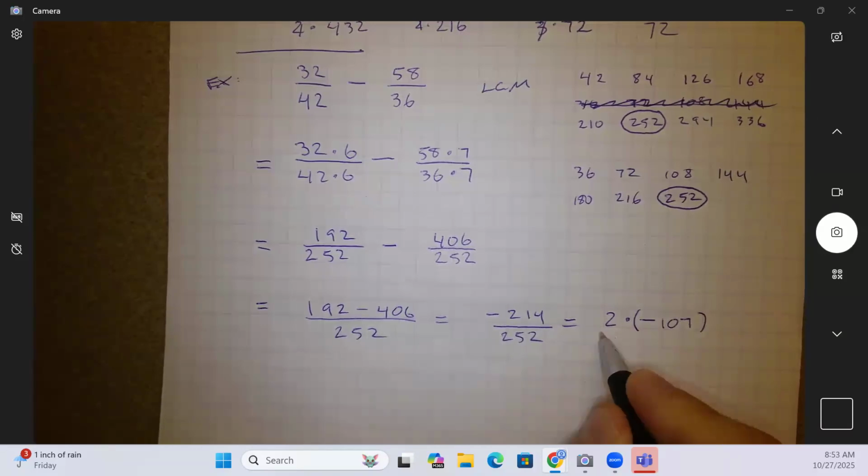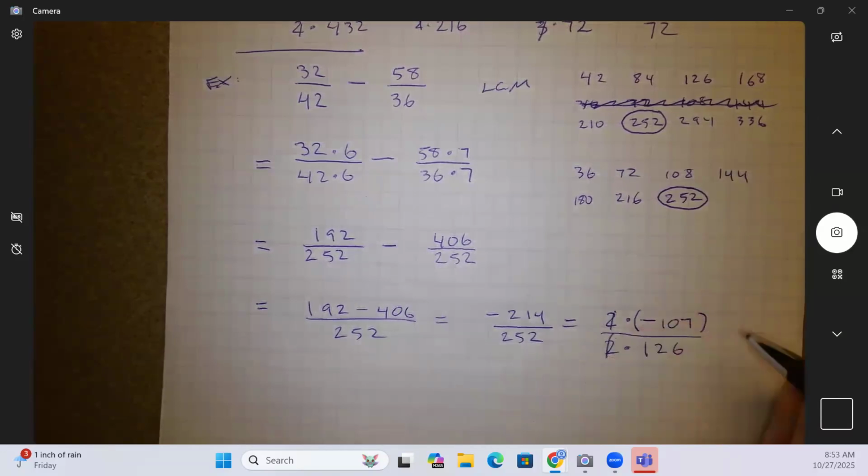That one I can do in my head, okay. And this is going to be 2 times 126. Again, I can do that one in my head, okay. And the 2s cancel. I get negative 107 over 126. And I don't know if that's reduced or not, because maybe they share some primes. And there's a couple ways to go about this. We could check all the factors of 126 into 107, or we could find the factors of 107.